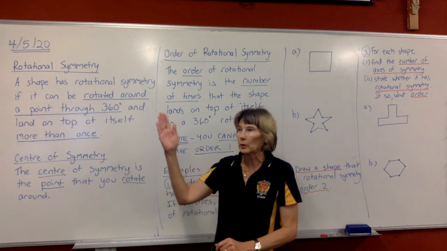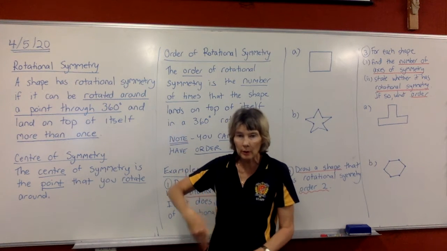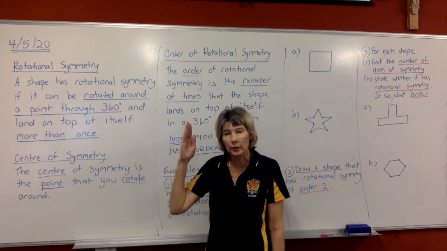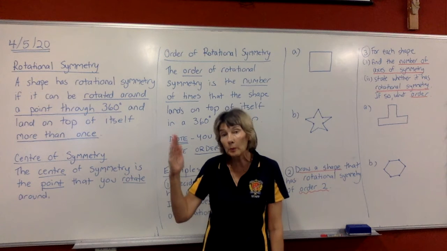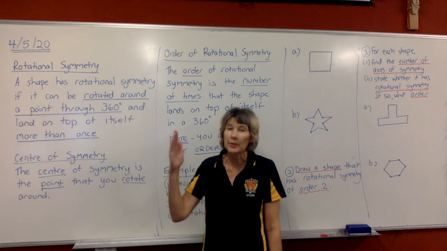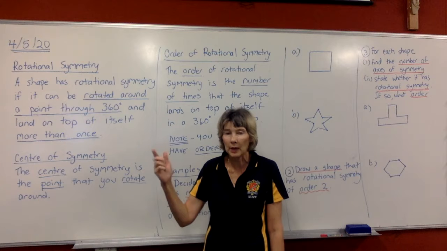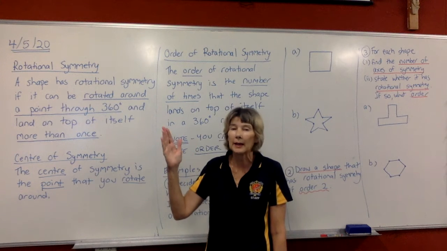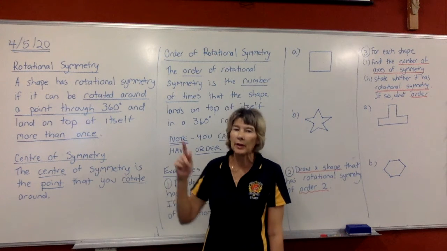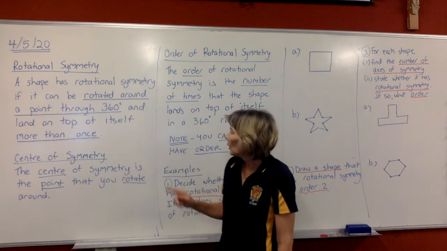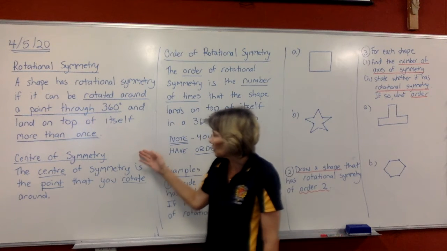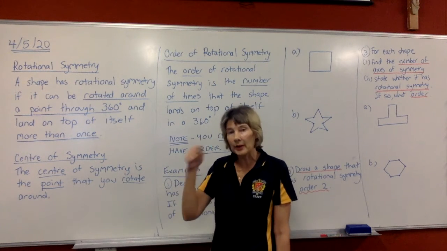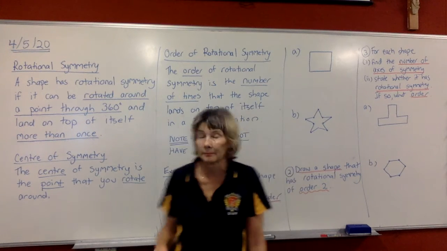In other words, when you spin it around, of course when it gets back to the 360 degrees, it will be back on top of itself. So that doesn't actually count, okay? It counts in the order, which we'll talk about later, but it doesn't make it have any rotational symmetry. All right, so the centre of symmetry is the point that you're actually spinning around.